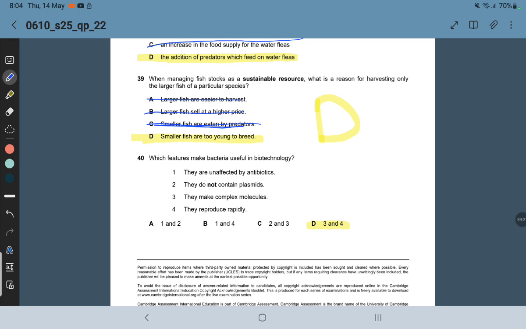Explaining letter D to you is very simple because basically it is saying smaller fishes are too young to breed. They need to get older for them to breed and to increase in number, and you know that process of replication and duplication, okay? Now, moving on to the last question.